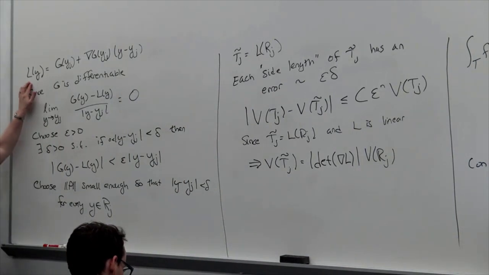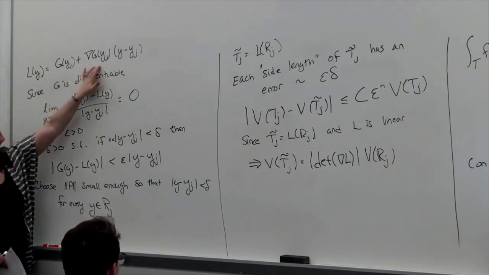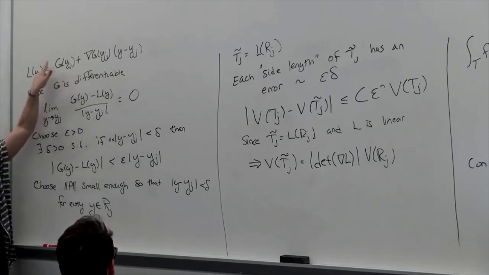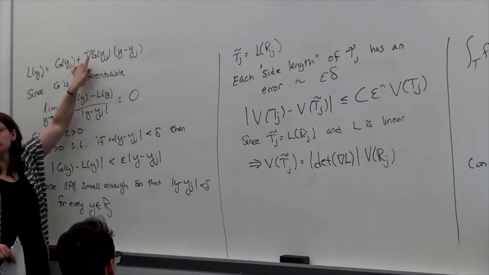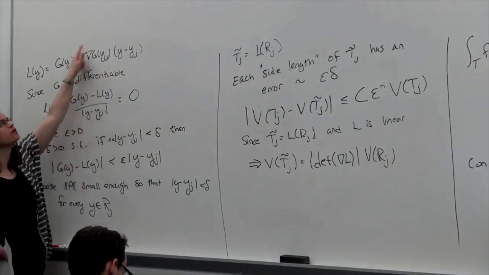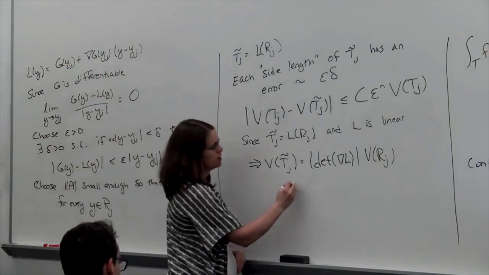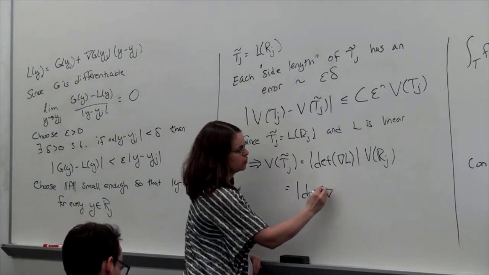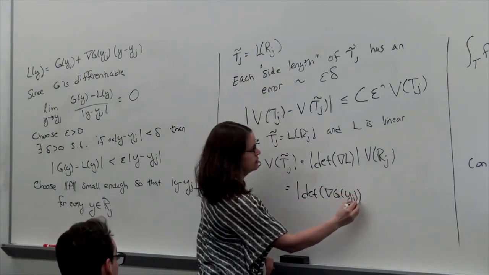And what's the Jacobian of L? It's just the Jacobian of G at this reference point, exactly, right? This is a constant, there's no y's in here, it's a fixed point. This matrix is also a constant matrix, and then times a linear term. So when we take the Jacobian, we just pull out this constant matrix. So this is the determinant of the Jacobian of G at our reference point.